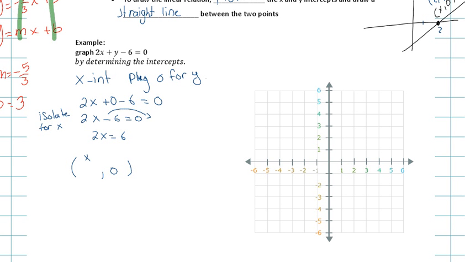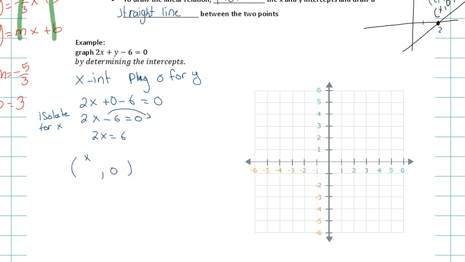Or you can do guess and check. But guess and check in this case might be easy, but in cases where the numbers are weird and they're decimals, it is not easy. So you have to learn how to isolate for the variable. To isolate, in this case, I have to get rid of everything around the x. I want to leave x by itself.